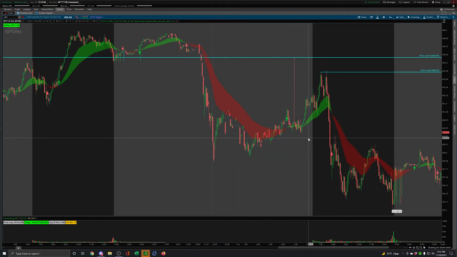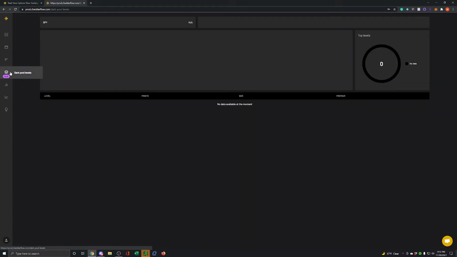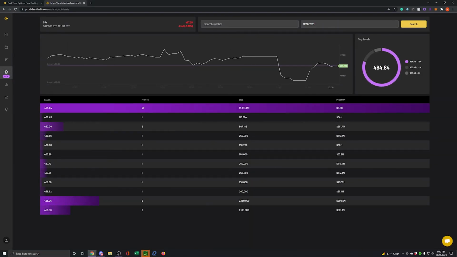Now, if you're ever wondering, what if there were other signature prints for the previous days, Cheddar Flow shows you that up to 5 days before. So now that we're back in Cheddar Flow, I'm going to show you where you can check previous dark pool levels. So obviously you can search up whatever ticker you may want, but I use dark pool data specifically for SPY since it's the most active.